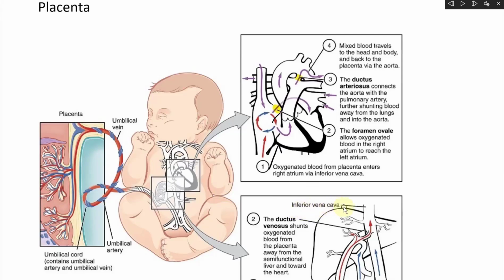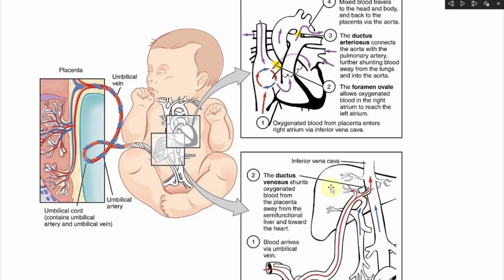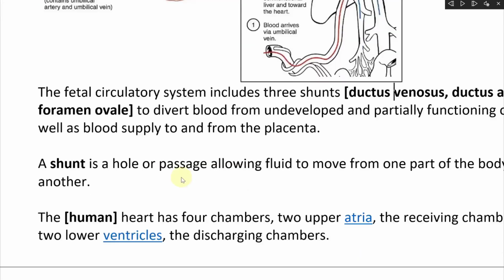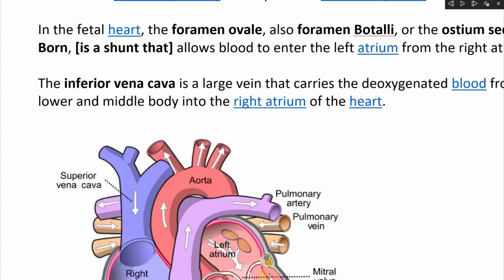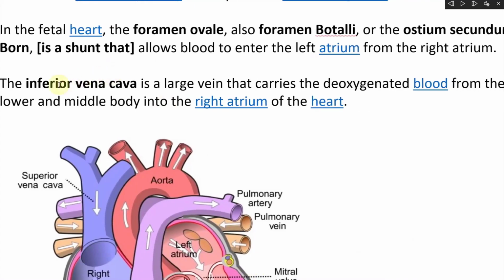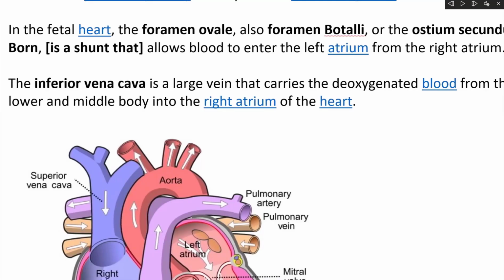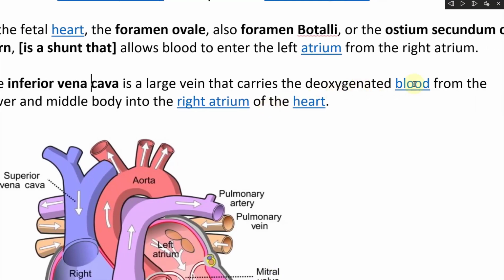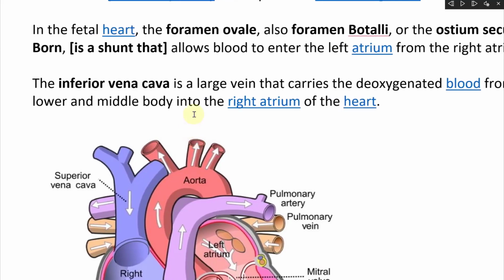So it's the inferior vena cava. Let's see the pronunciation soon. But this is all going up. Let's just read up on that right here. So the inferior vena cava, let's pronounce this. The inferior vena cava. Yeah, so the inferior vena cava is a large vein that carries the deoxygenated blood from the lower and middle body into the right atrium of the heart.